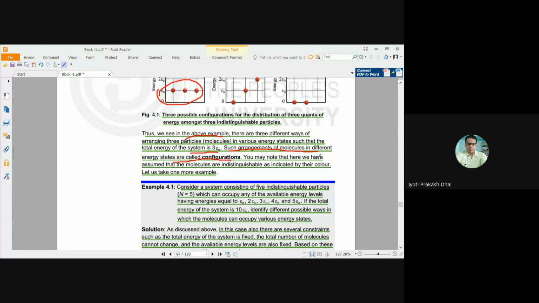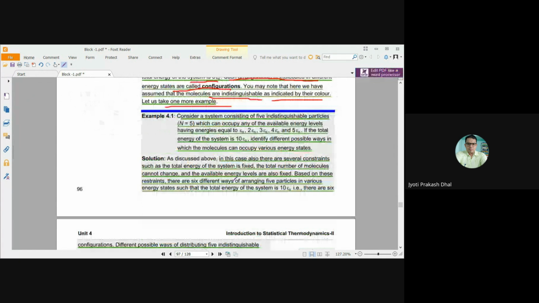You may note that here we have assumed that the molecules are indistinguishable, as indicated by their color. Let us take one more example. So here we will discuss another example.